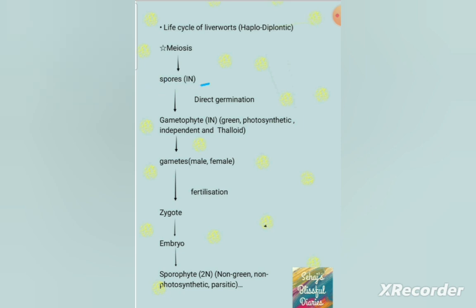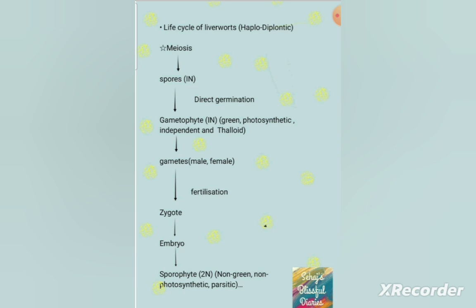Now spores are haploid structures which, on germination, directly give rise to the main plant body, which in bryophytes is the gametophyte, and of course it is a haploid structure, green, photosynthetic, independent and thallus-like, because we're talking about liverworts here. Now this gametophyte would be producing gametes on maturation, which on fusion will undergo fertilization, and it would be forming a zygote.